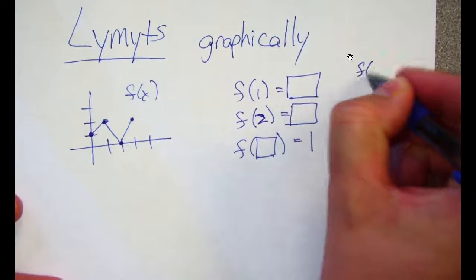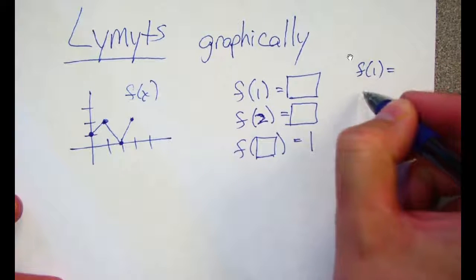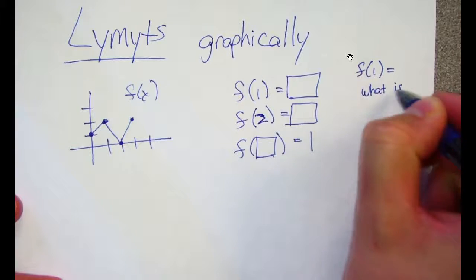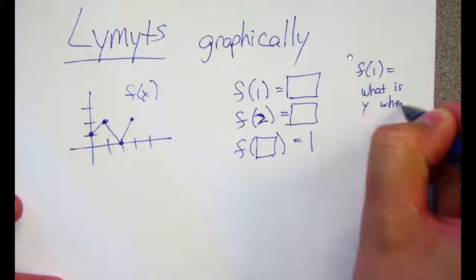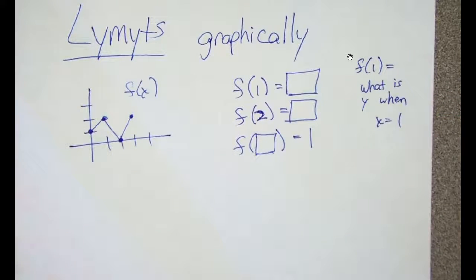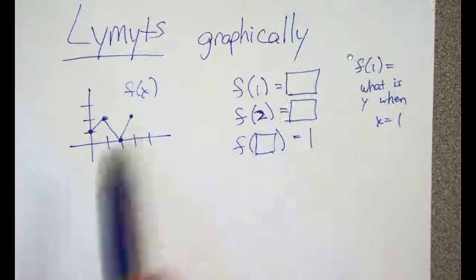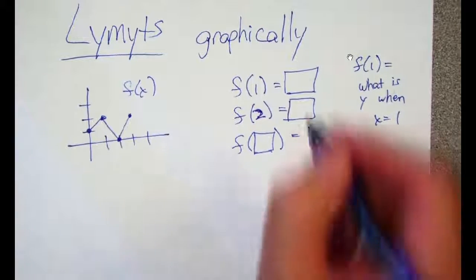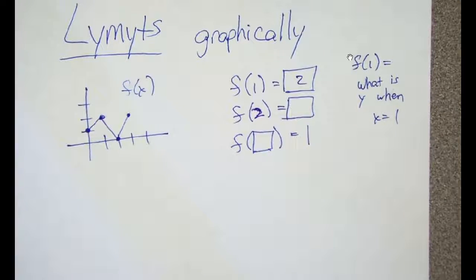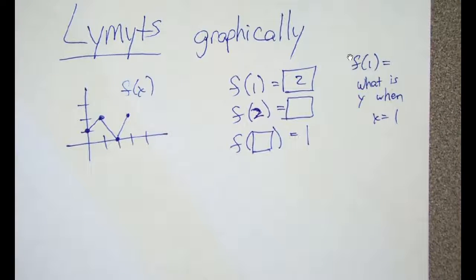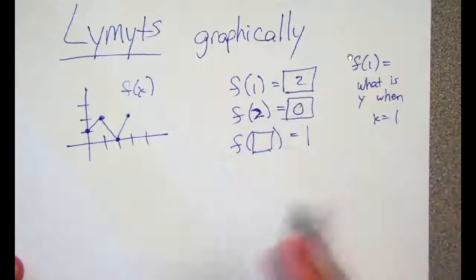So f of 1 just means what's the y value when x equals 1. That's all. I think it just looks confusing. Some people have f of 1, f of 2, whatever. It's just saying what's the y value. So f of 1, what's the y value when x equals 1? Would be 2. f of 2, what's the y value when x equals 2? 0.